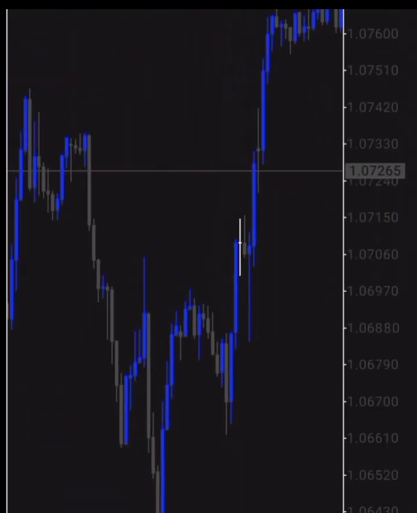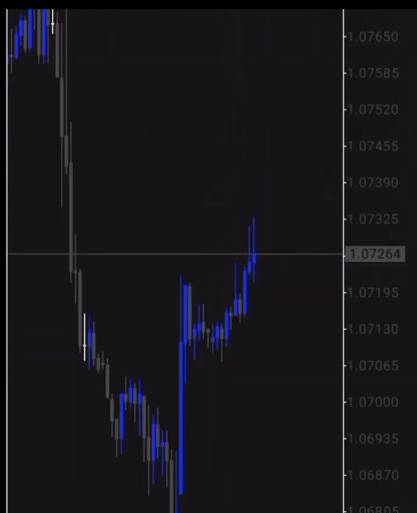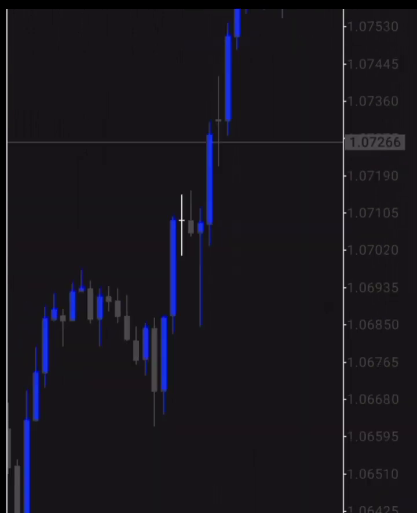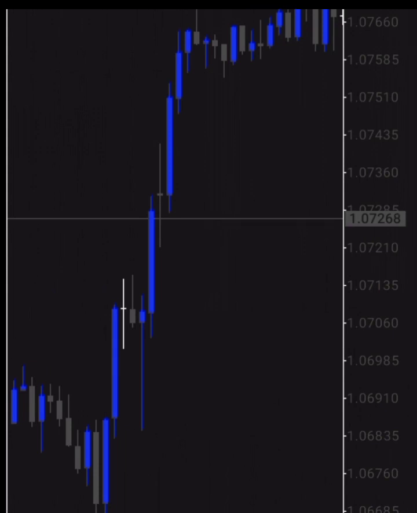So now let's move on to the second type of liquidity we have. We have what we call an order block. Now what an order block is, it's simple, guys. The order block is the second type of liquidity that we have. Now how do you identify an order block?